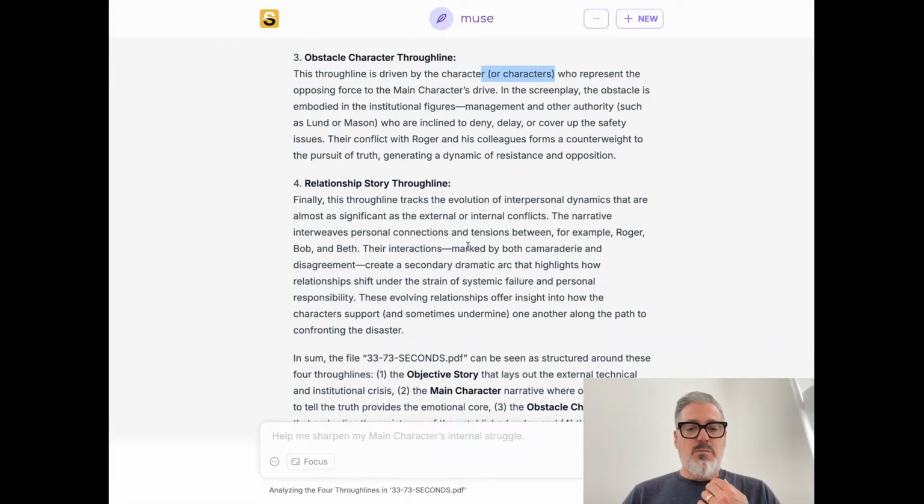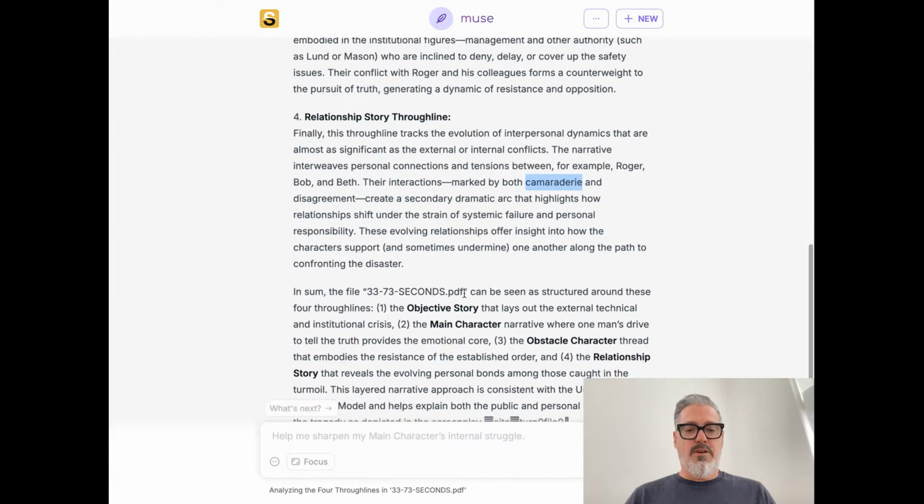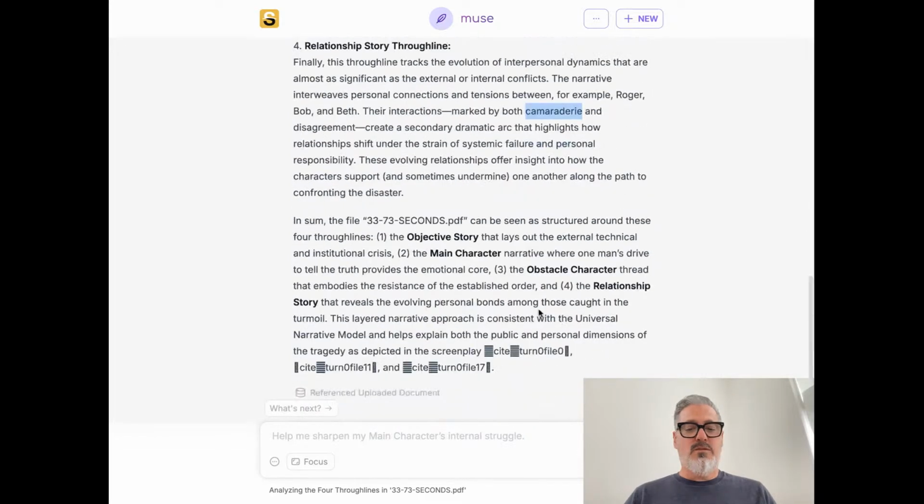Their interactions, marked by both camaraderie and disagreement, create a secondary dramatic arc. See, I think that could be the relationship story through line and the obstacle character that highlights how relationships shift under the strain of systemic failure and personal responsibility. These evolving relationships offer insight into how the characters support and sometimes undermine one another along the path to confronting the disaster. Okay. In sum, the file PDF can be seen as structured around these four through lines.